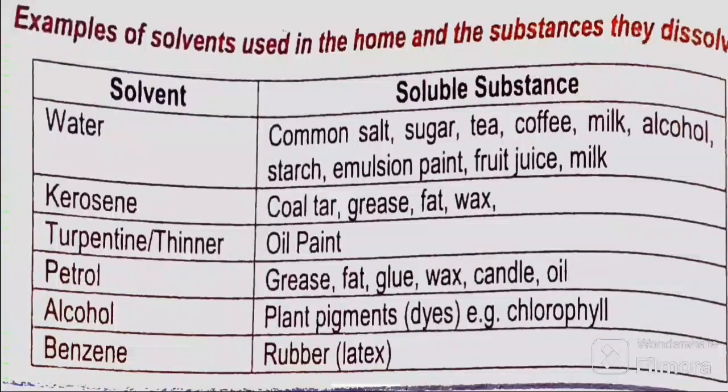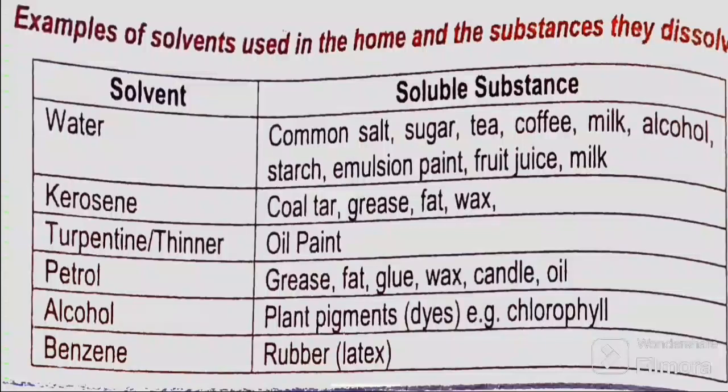When we take kerosene as a solvent, kerosene can dissolve coal tar. So coal tar can be a soluble substance in kerosene. And then grease, fat, and wax all can be soluble substances when placed in kerosene. Let's take turpentine. Turpentine can dissolve oil paint or can mix with oil paint. So when we put oil paint in turpentine, it is a soluble substance in turpentine.